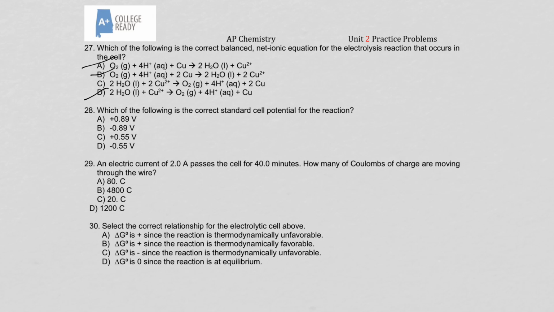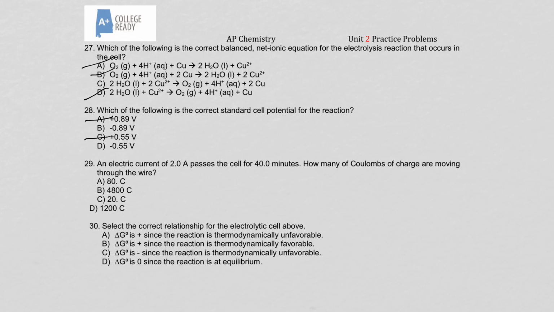On 28, it says, which of the following is the correct standard cell potential for the reaction? A good rule of thumb here is we know this is electrolysis, and hopefully the student would remember that there's no way it could be positive, so we could go ahead and eliminate those 2. And then we could just go back to the previous values and do the math. The math is no different.